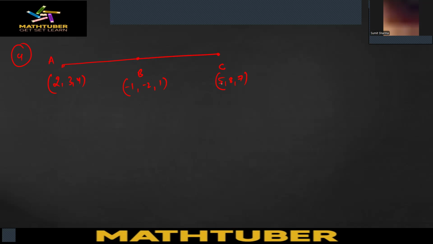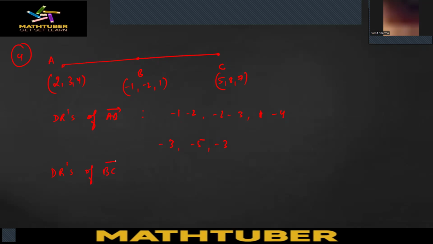Now, we have to first find out the direction ratios of AB vector and BC vector. DRs of AB vector is given by minus 1 minus 2, minus 2 minus 3, and 1 minus 4. So these will be minus 3, minus 5, minus 3. These are the direction ratios of AB vector.